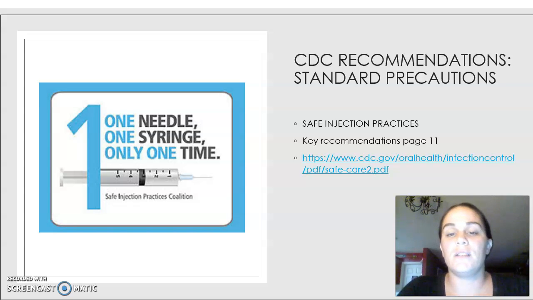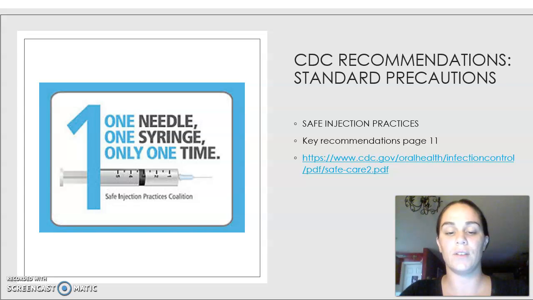Safe injection practices. The key recommendations are on page 11 of the link provided. We'll go over a few. First, you will prepare the injection site with aseptic technique in a clean working area. You will disinfect the rubber receptacle of the medication with alcohol before piercing with the needle. Do not reuse needles or syringes for multiple patients or multiple times. Medication containers are only entered with a new needle and syringe.